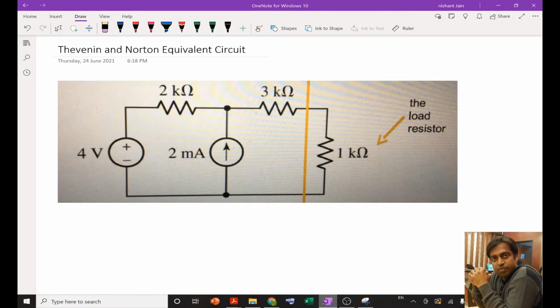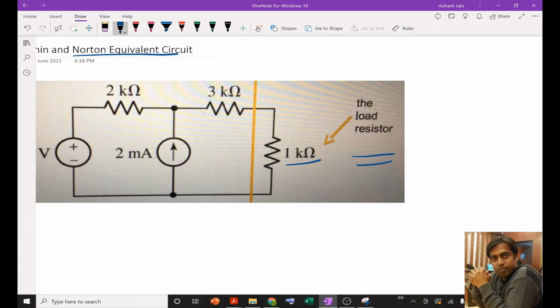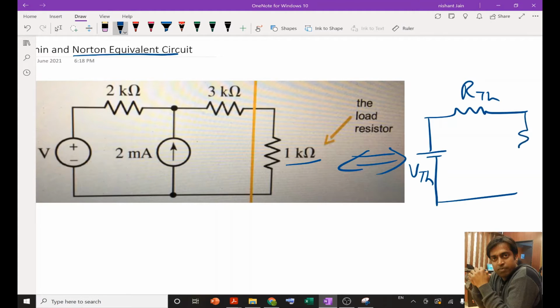Hello students, in this video I am going to explain how you can draw the Thevenin and Norton equivalent circuit for this particular circuit. It is given that there is a load resistor. To draw the Thevenin equivalent circuit, I will have the Thevenin resistor RTH, one VTH which is the Thevenin voltage, and this load resistor. Let me assume the terminals are X and Y.